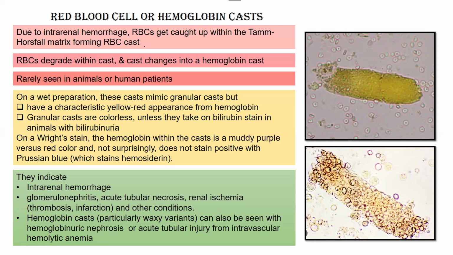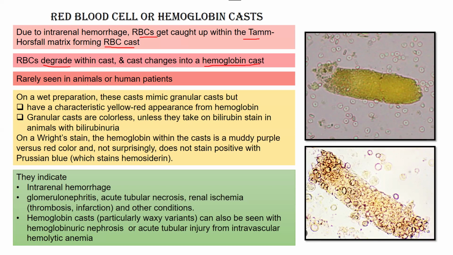Basically these are subtypes of cellular casts, because a red blood cell is also a cell, but because they have a different color variation, we are mentioning it on a different slide. RBC casts are due to intrarenal hemorrhage, where RBCs get caught up in the Tamm-Horsfall matrix, forming an RBC cast. The RBCs start to degenerate in this cast, and when the RBCs degenerate, they change into a hemoglobin cast.